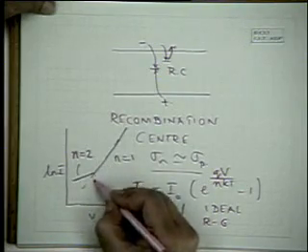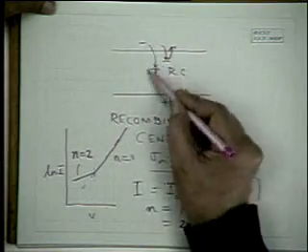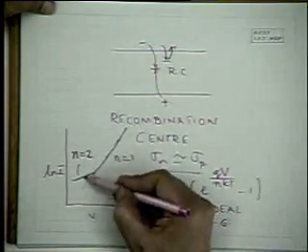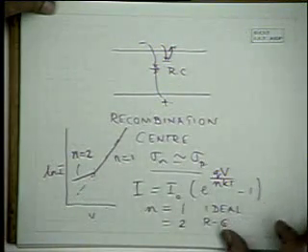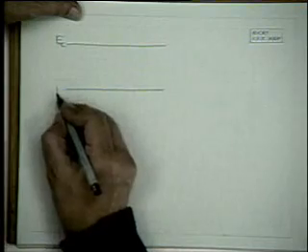low voltages is due to electrons and holes annihilating themselves in traps, and as a result, this current is much larger than the ideal current. Right. So let us now take a look at how recombination takes place through a single recombination center.